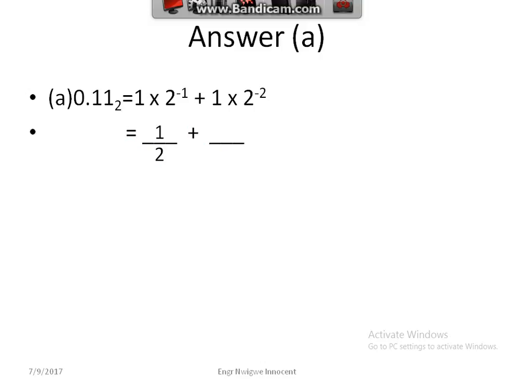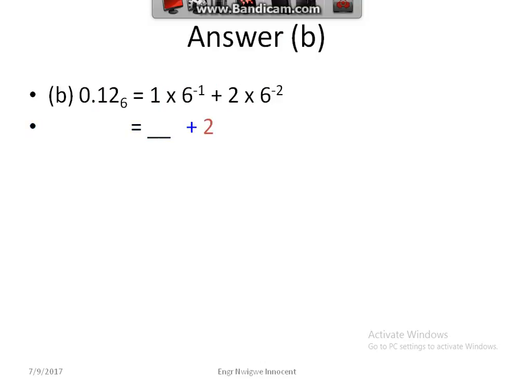is 1 over that. Raised to power 2 will now become squaring the denominator, which is 2 squared, which will now become 4. Therefore, the LCM of 4 and 2 is 4. If we find the LCM and do our mathematics, we now have 3 over 4.